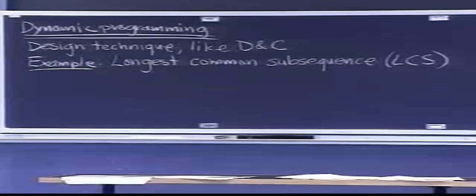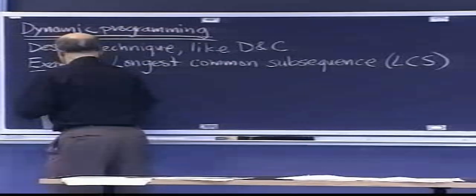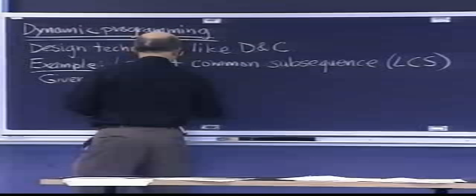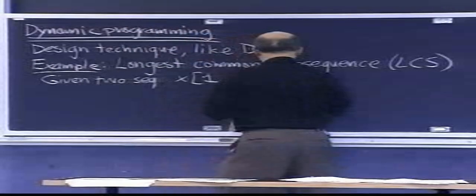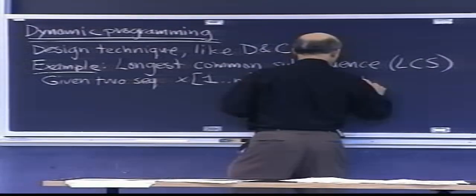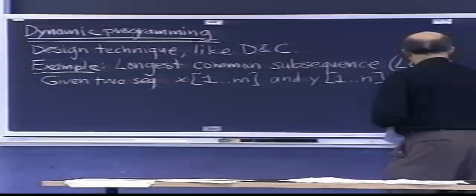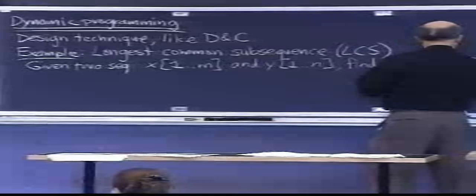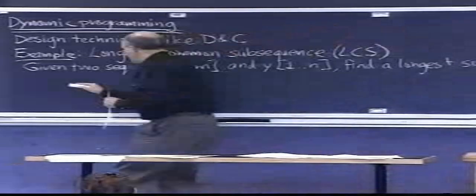In this problem you're given two finite sequences, x going from 1 to m, and y going from 1 to n. And what you have to do is find a longest subsequence common to both.